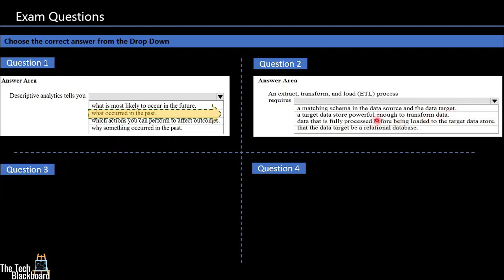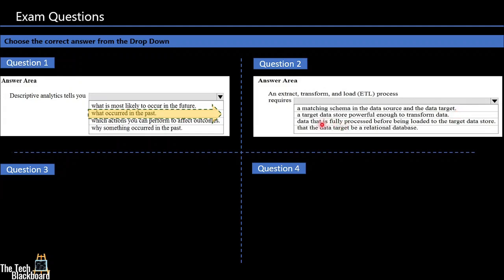Then the second option is a target data store powerful enough to transform the data? To me, this looks a correct option. Why is this a correct answer? Because you are transforming the data into the target schema. Thus, the target data store should be powerful enough to transform the data. However, let's look at the other options as well.